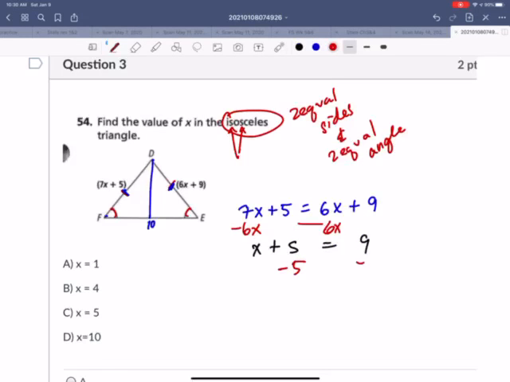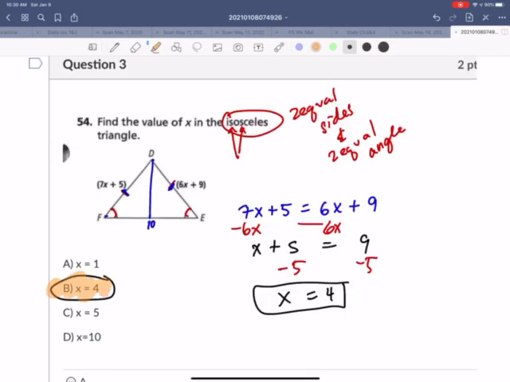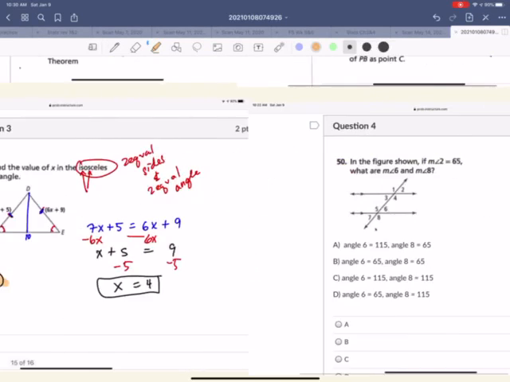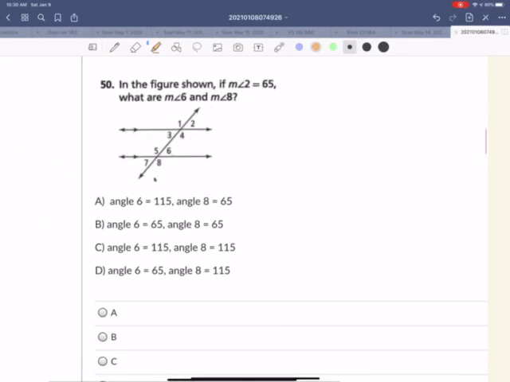Right? And we get X is equal to 4, and that's one of our choices there, right? Nice work. Question number 4. In the figure shown, angle 2 is 65.